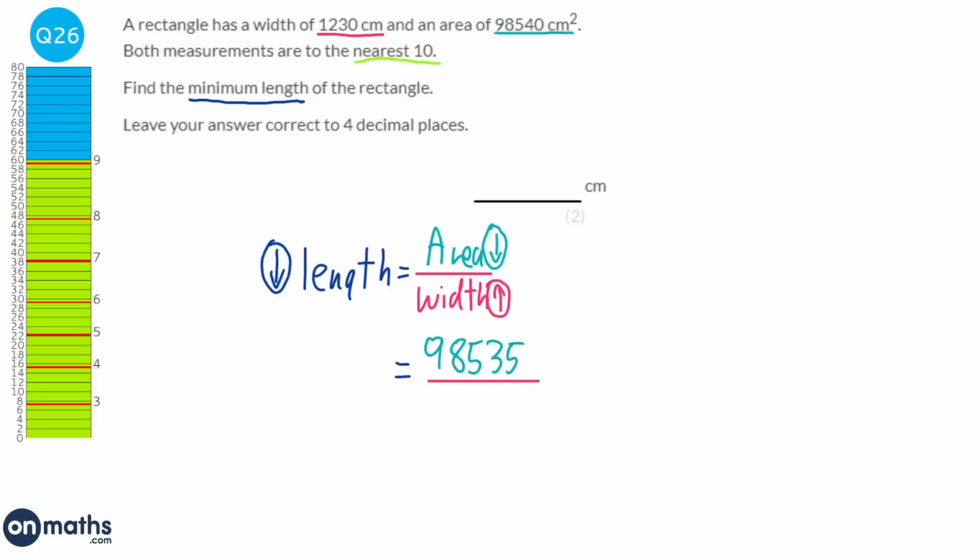Now for the width, we're going to do the same thing, half the accuracy, half of 10 is 5, but we're looking for the upper bound, the biggest it can be. So we're going to add that on. And when you do that calculation, you get the answer of 79.78542..., and it says it wants it to 4 decimal places. So we're going to do 79.7854.